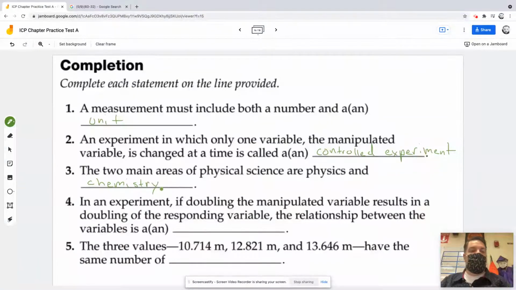All right. Question number 4, or statement, I should say. In an experiment, if doubling the manipulated variable results in doubling the responding variable, what type of relationship is that? It's a constant multiplier, but we would call that a direct variation. Or direct proportion, I should say.